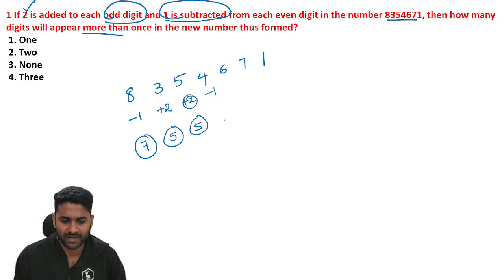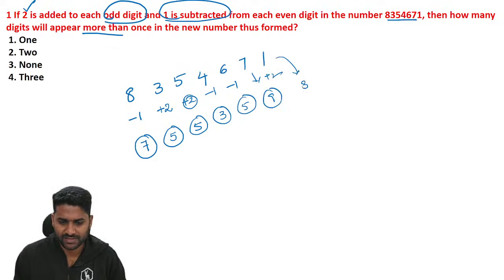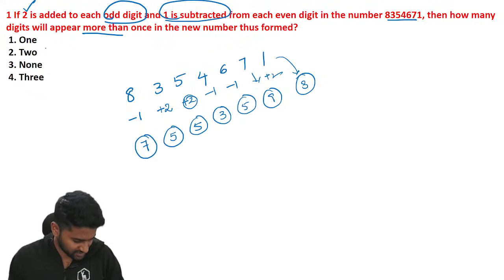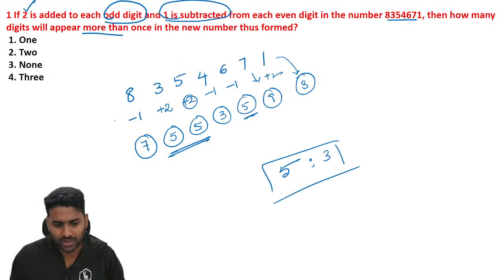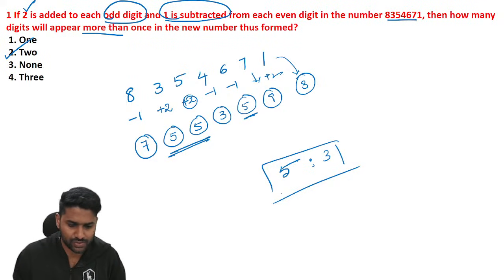Even digit, subtract 1, so the result is 3 for 4, and again subtract 1 gives 5 for 6. Odd digit plus 2 gives 9, and finally again plus 2 gives 3. Now the question: how many digits appear more than once? More than once means 2 or more times. See, 5 is repeated more than once, and 3 is also repeated more than once. In total, there are 2 digits which are repeated more than once. So your option is 2.